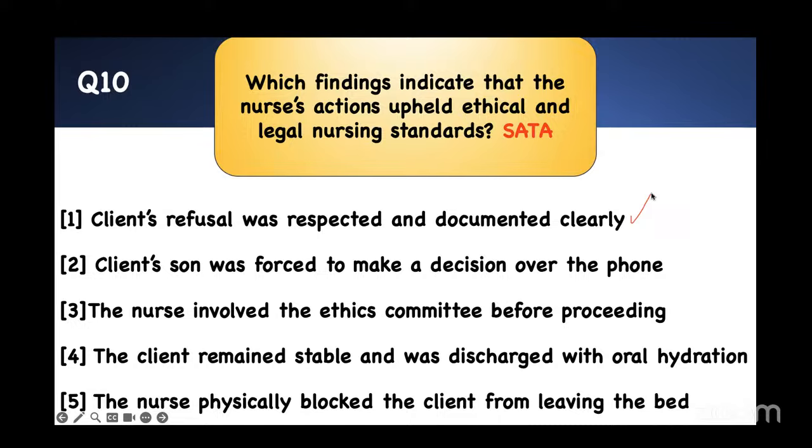The son was forced to make a decision. That's a bad thing. He's an estranged son. He has nothing to do with the father. The nurse involved the ethics committee to help with the situation. That's good. She's upholding ethical and legal standards. The client remained stable and was discharged on oral rehydration instead of forcing IV on the client. That's also a good thing. Blocking the patient, seclusion or restraining the client, is not good.